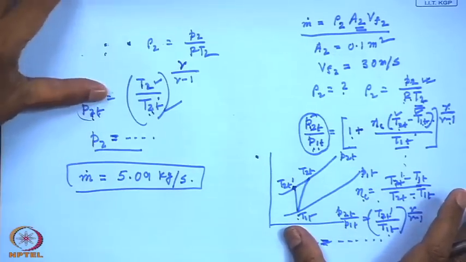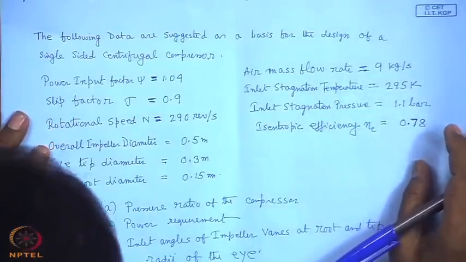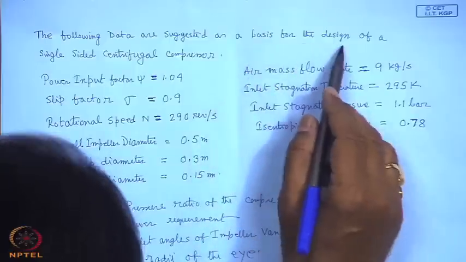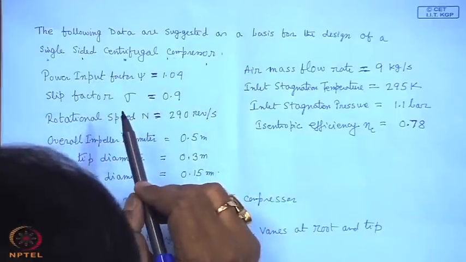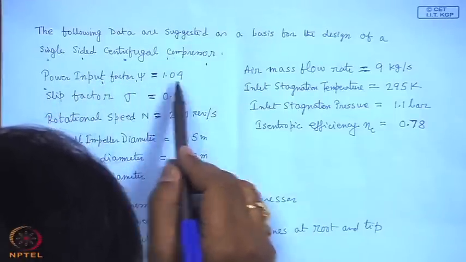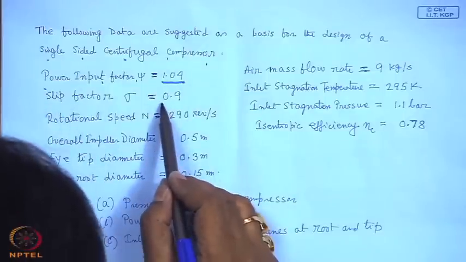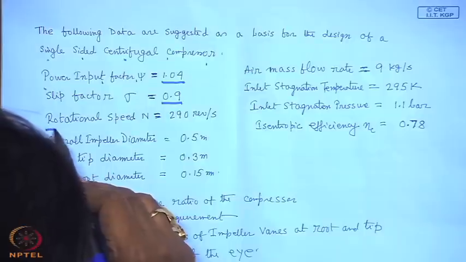Okay. Now next, another problem I will discuss before I leave you. So another problem is this one. Let us consider a problem like this. The following data are suggested as a basis for the design of a single sided centrifugal compressor, single sided. Power input factor is 1.04, slip factor 0.9, almost the similar problem which we discussed earlier.